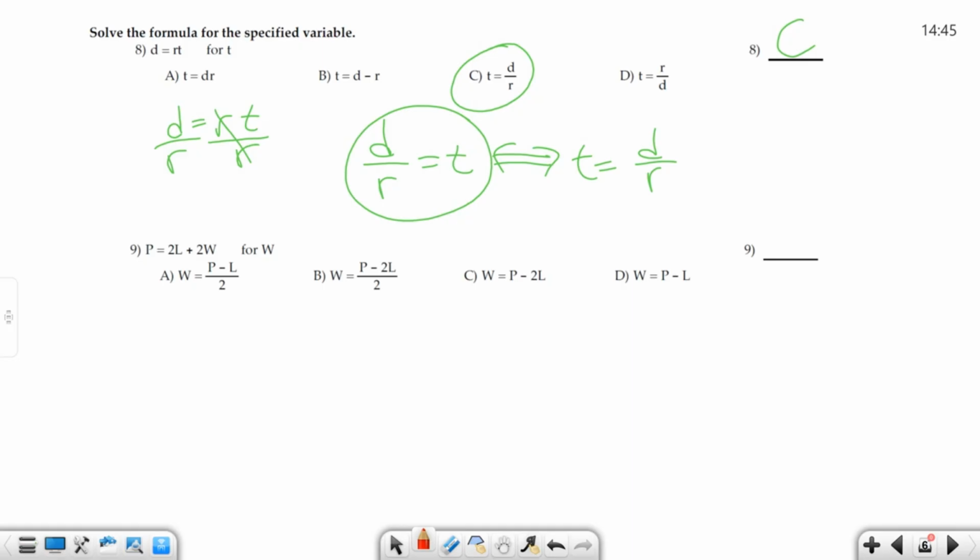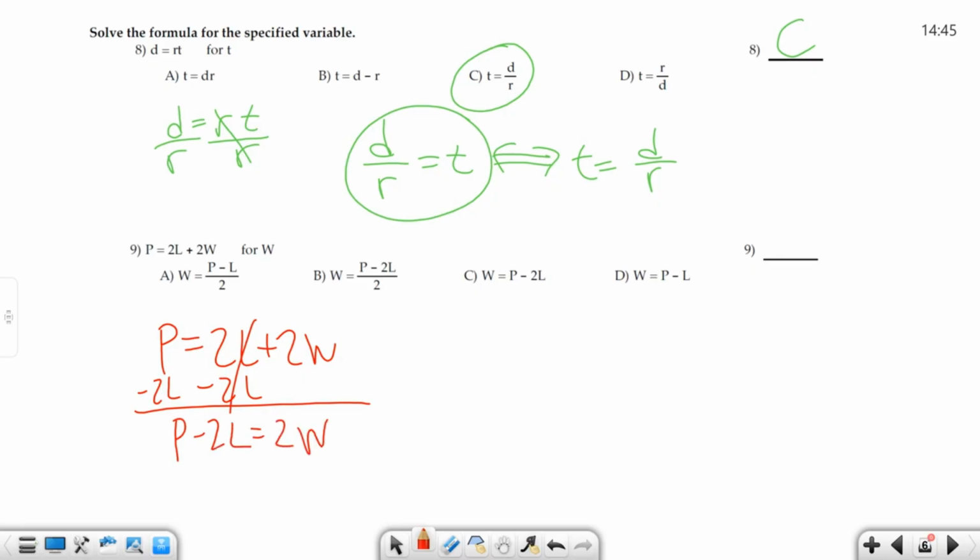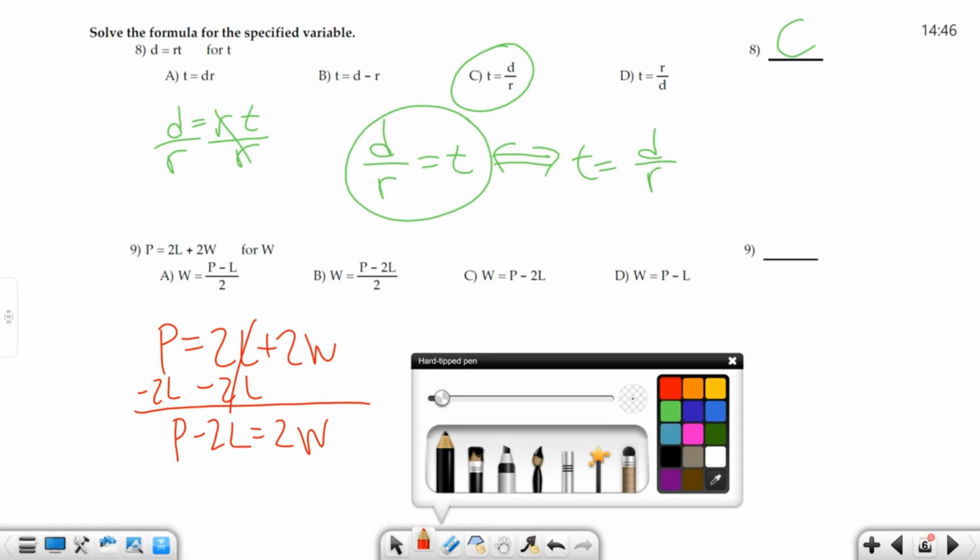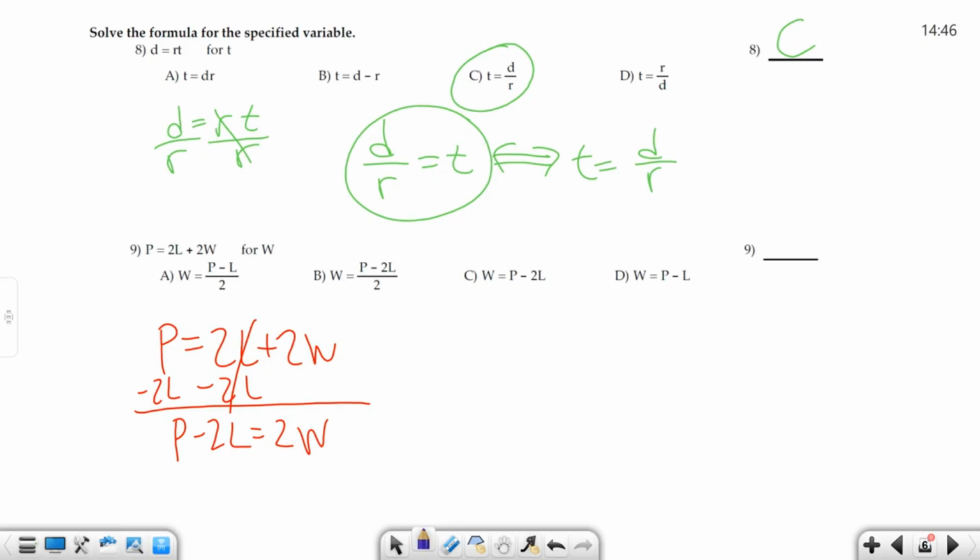Number 9, perimeter of a rectangle, 2 times L plus 2 times W, 2 times the length plus 2 times the width. Solve for W. So P equals 2L plus 2W. So I'm solving for this piece right here. I need to get rid of this term because it's being added to it. Get rid of that first. So I need to subtract 2L from both sides. And I get P minus 2L equals 2W. And then I divide both sides by 2 because I want to get W by itself. So we have (P minus 2L) over 2 equals W, because this divides out and becomes 1.